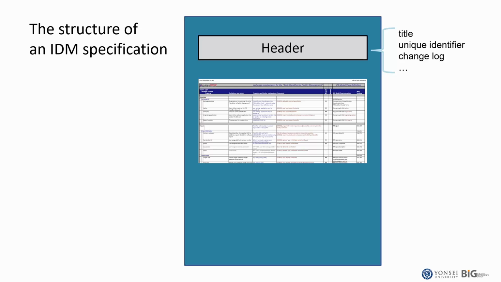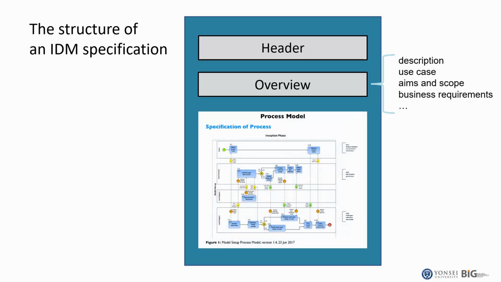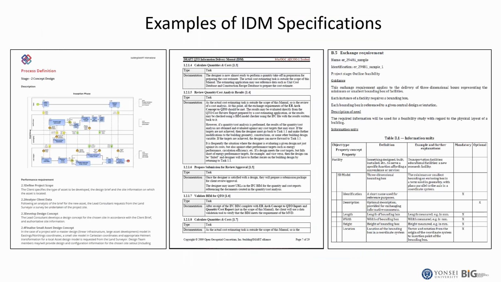To make a PM and an ER a full specification, the IDM standard requires a header section which includes a title, a unique identifier, and a change log, and an overview section which includes a description, a use case, aims and scope, and business requirements. Both an ER specification and a PM specification have the same structure. Here are some examples of PM and ER specifications.